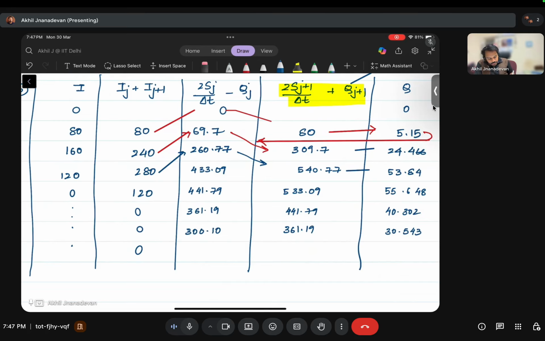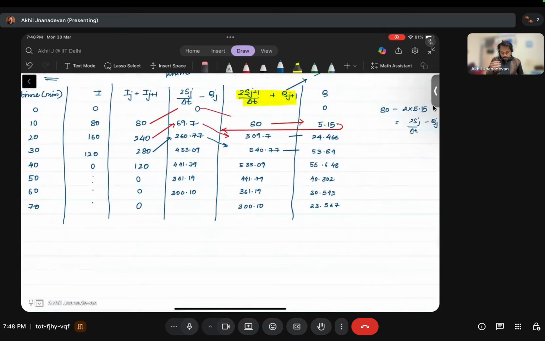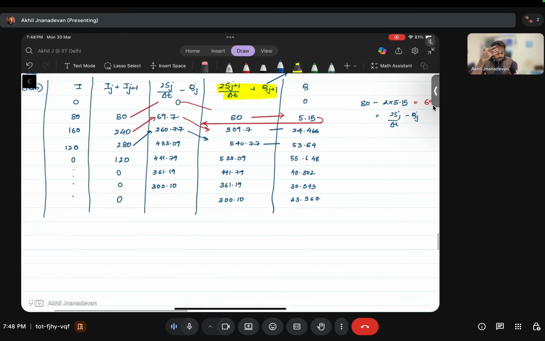Once we get 300.10, inflow is 0, so inflow plus this value here will also be 300.10. If you interpolate and find from the graph, it will be 23.57. So this is our inflow hydrograph and our routing is complete now. I'm stopping our routing here. We can do it further, the discharge will be decreasing.